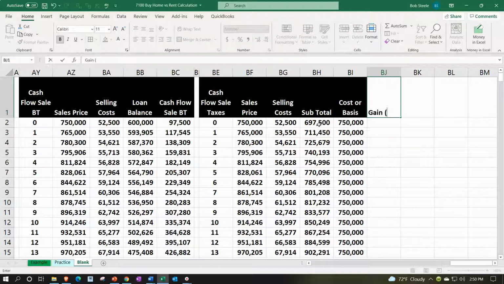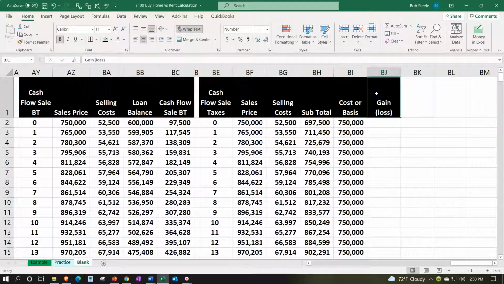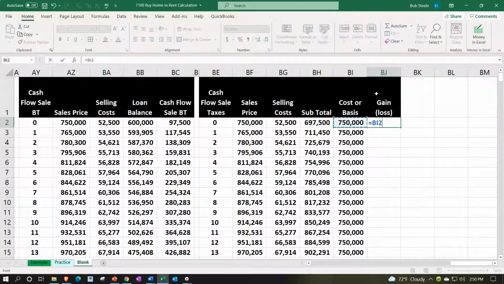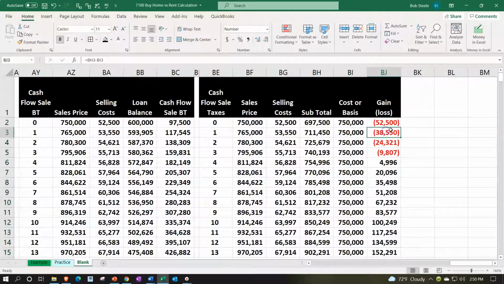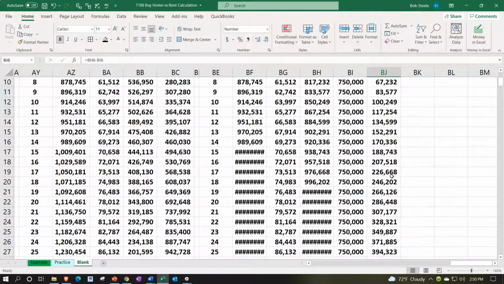We're going to call this a gain, and the loss will be negative. I'm going to put loss in brackets. So the gain or loss is going to be equal to the subtotal minus that, which is in essence the net sales minus the 750 cost basis. We would have a loss if we sold it right away, of course, and then we'd start to get a gain as the value of the property increases.